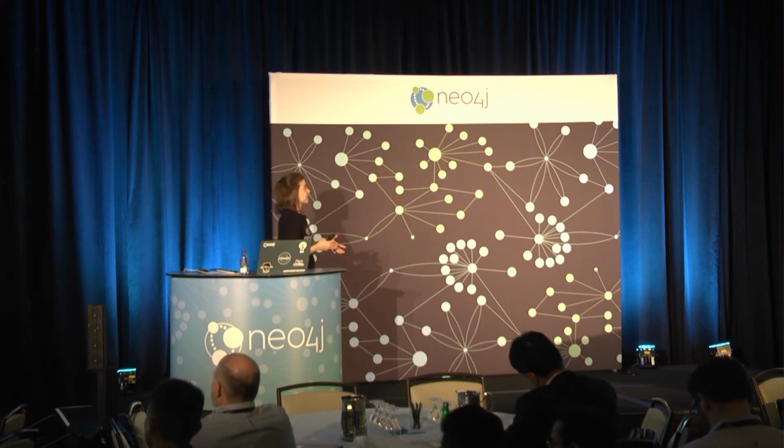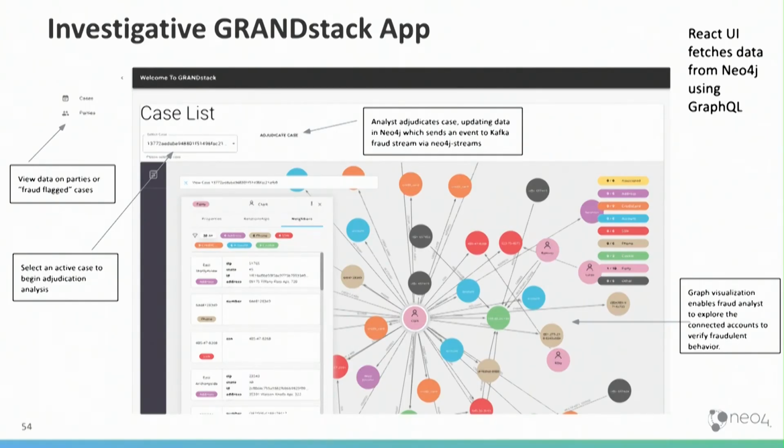And so Paul has built this GRANDstack application that allows users to go into a React user interface. It pulls data from Neo4j using GraphQL, and has a few different pieces involved in the interface here. Over on the left-hand side, they can look at either cases where we have this kind of fraudulent activity, or they can look at individual parties that could be fraudulent. You can select a particular case to determine this is fraud, this is not. You can make your decision based on that.